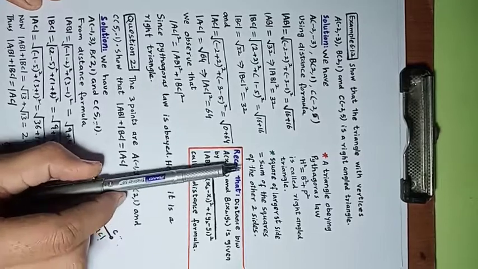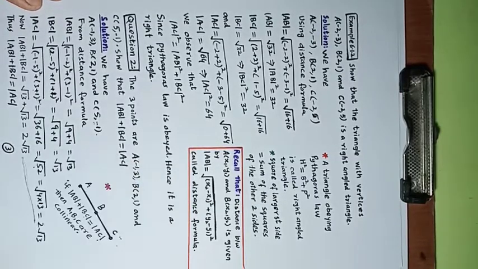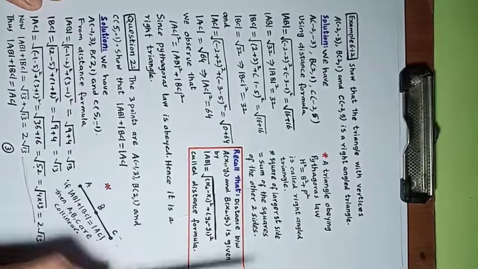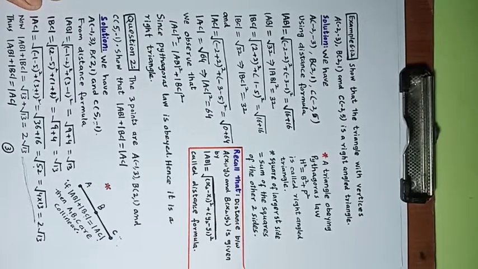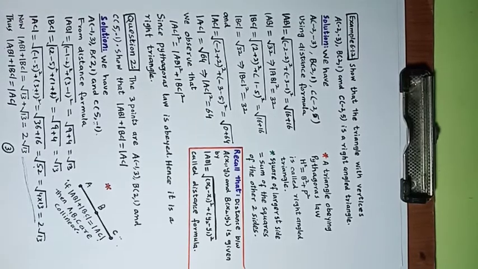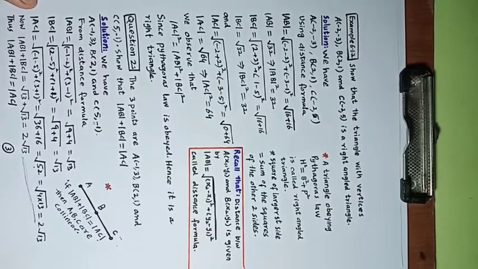Now this can be replaced by the alternative statement that the square of the largest side is equal to the sum of the squares of the other two sides. So if in the question we show that the square of the largest side is the sum of the squares of the remaining two sides, the points will denote the vertices of a right angled triangle. Now we come to the solution of the question.